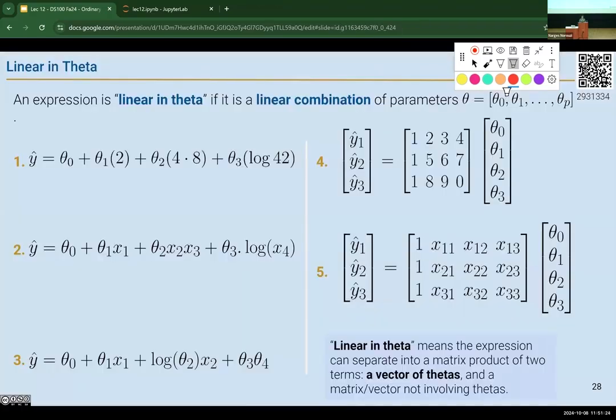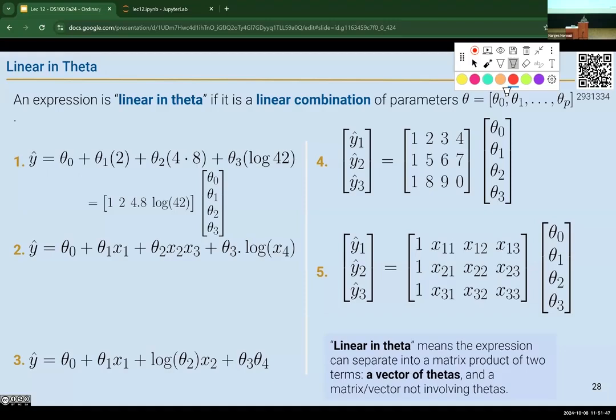Starting with the first one. The first one is linear in theta because I can write it as the dot product between two vectors. One vector fully has all the theta values, the non-transformed theta values, and the other vector has all of those other values, where I don't care if they're linear or not linear, whatever value they have.